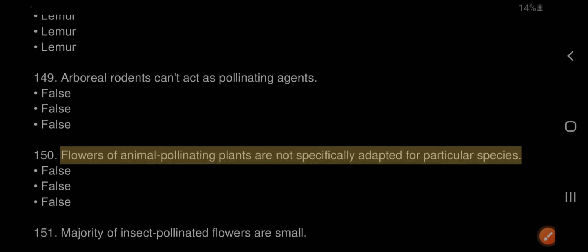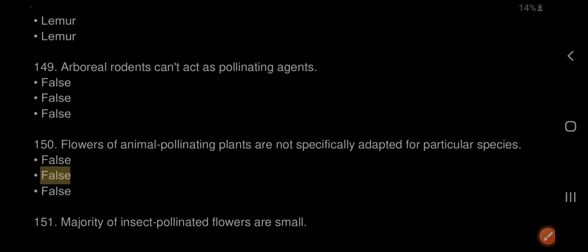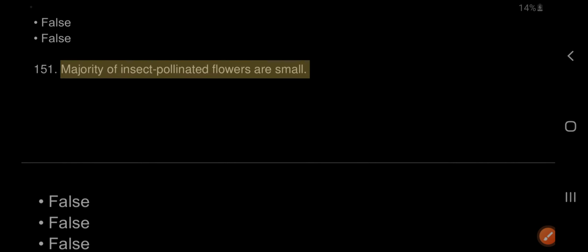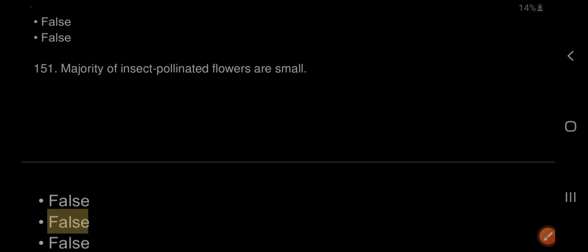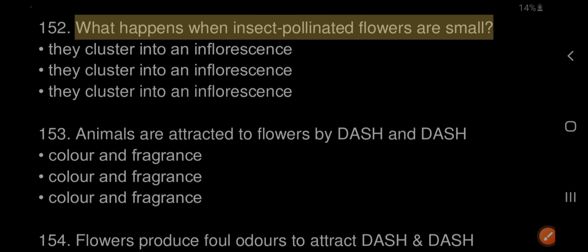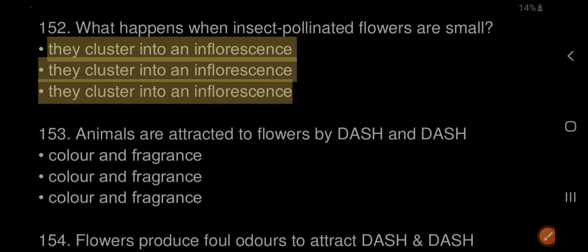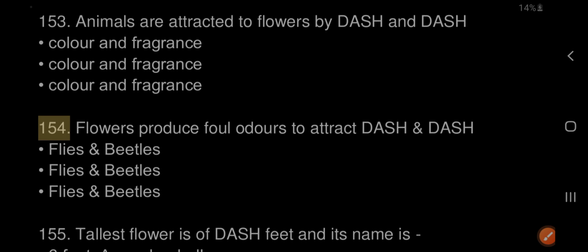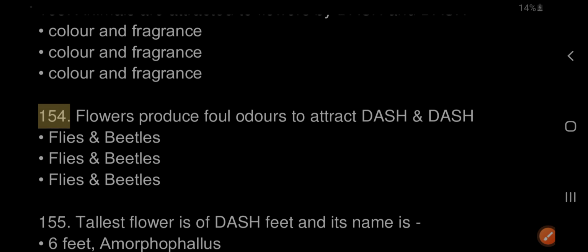151. Majority of insect pollinated flowers are small. False. 152. What happens when insect pollinated flowers are small? They cluster into an inflorescence. 153. Animals are attracted to flowers by color and fragrance. 154. Flowers produce foul odors to attract flies and beetles.